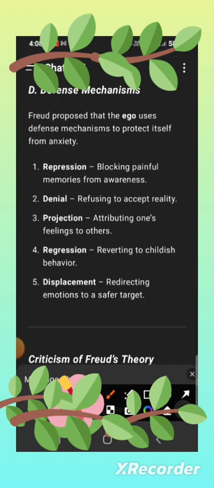Projection: attributing one's feelings to others. Example: accusing someone else of being angry when you are. Regression: reverting to childhood behavior under stress. Example: throwing a tantrum. Displacement: redirecting emotions to a safer target. Example: yelling at a coworker instead of your boss.